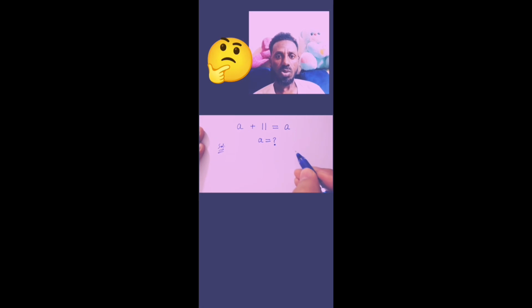Today I'm going to solve the following question: √(A + 11) = A. What is A? When we solve this, A + 11 = A, so A minus A is equal to 11, which gives 0 not equal to 11. It contradicts. So let's find another way.